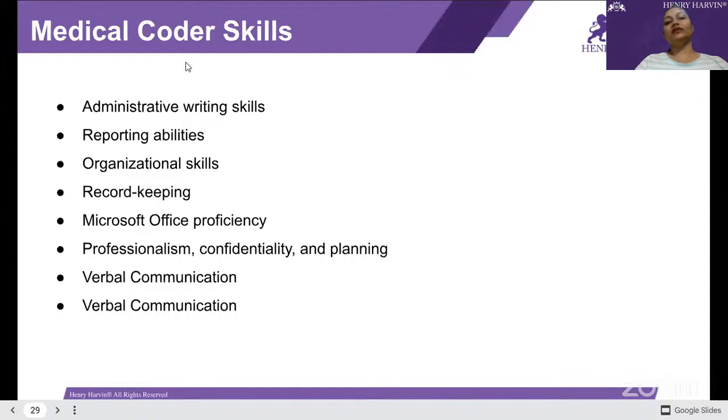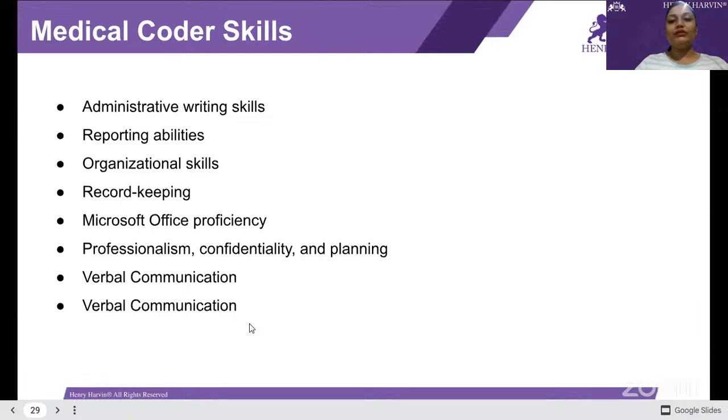So far we have discussed your book knowledge, syllabus, etc. Apart from book knowledge, what are the other qualities a coder must have? A coder must have soft skills: writing abilities, reporting abilities, organization skills, record keeping, Microsoft Office proficiency, professionalism, confidence, planning, and verbal communication. These are all qualities a coder must have.